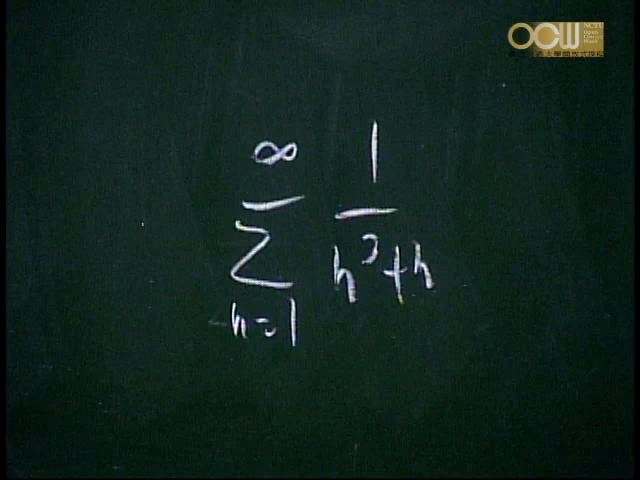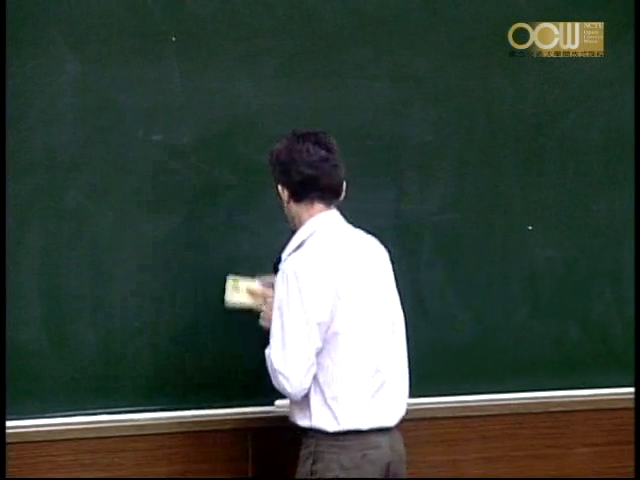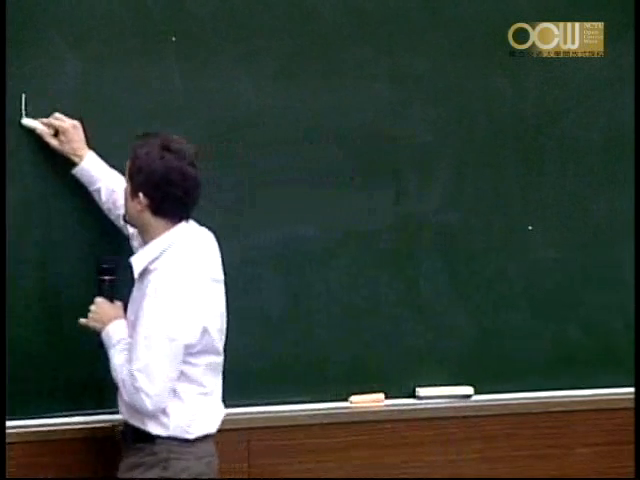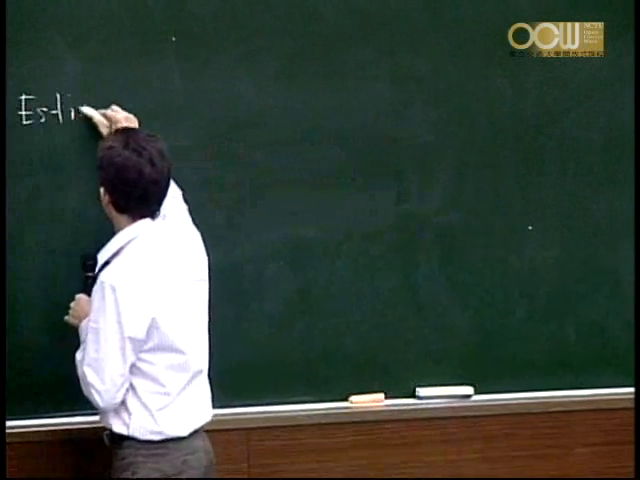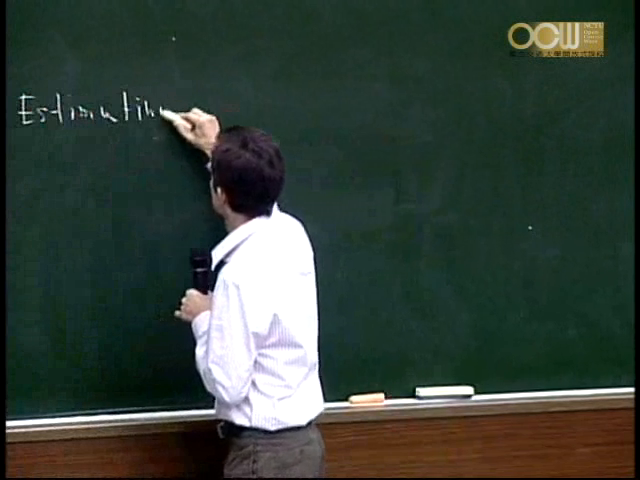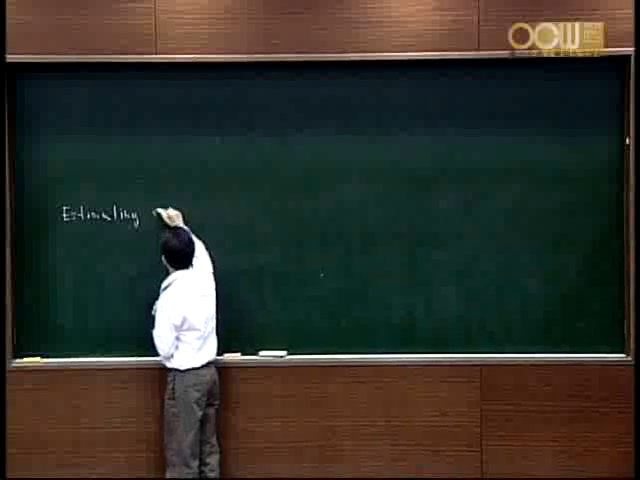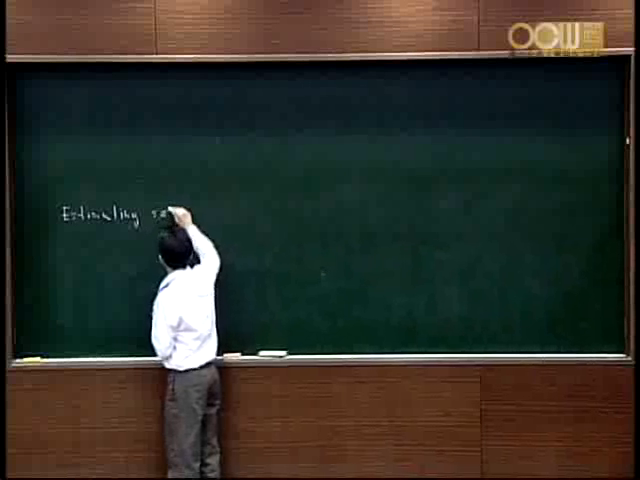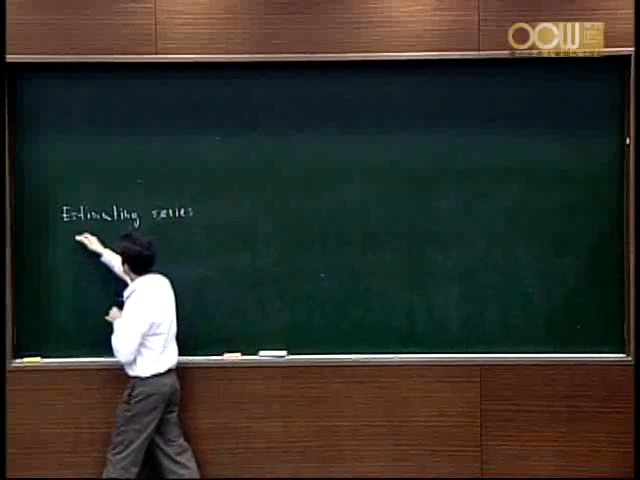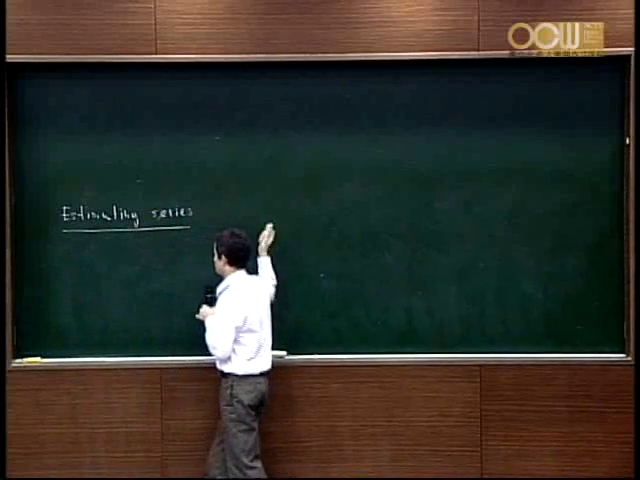And as I have explained previously, what we need always is an estimate for the error. So let's spend a few minutes to ponder about estimating sums of series. It should be sums of series.